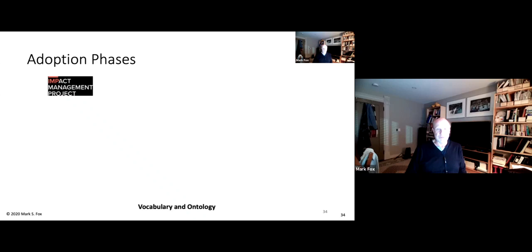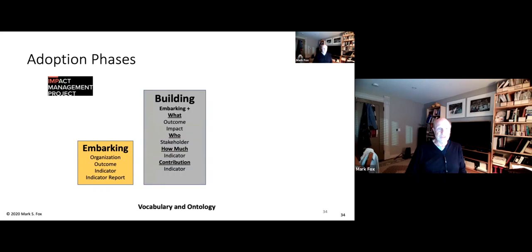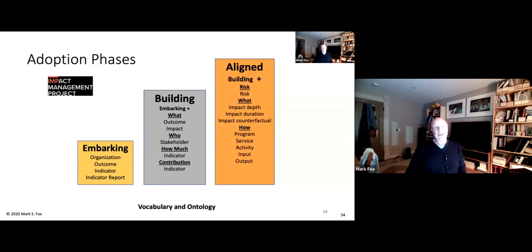There are phases of adoption of this data standard. The lowest is the embarking phase, where they can model or represent in the data standard their organization, their outcome, their indicator, and their indicator reports. The building adoption phase then represents outcome impact, stakeholders, and indicators in more detail. And then the aligned phase extends the building phase by the SPOs, the social purpose organizations, being able to represent risk, impact, depth, duration, and also program service activity input and output.